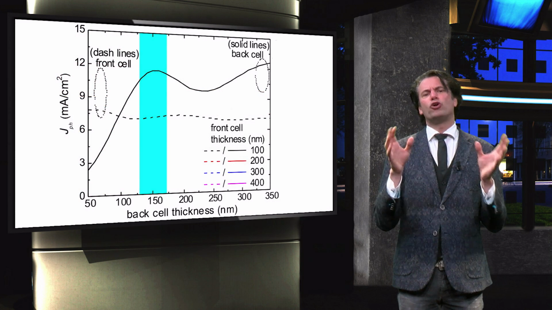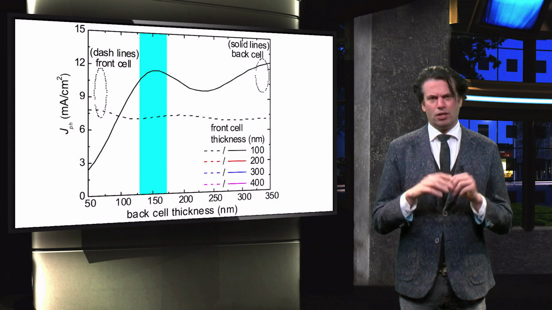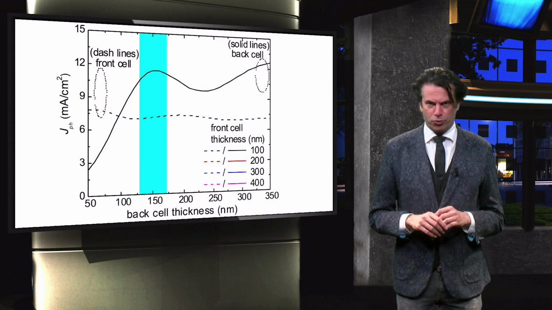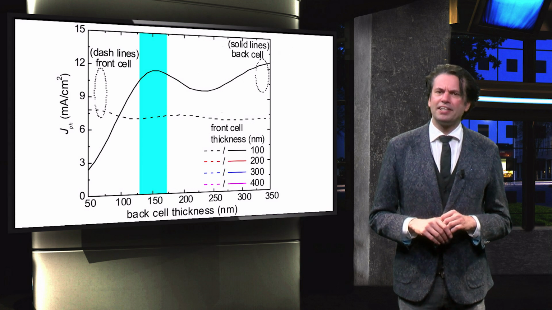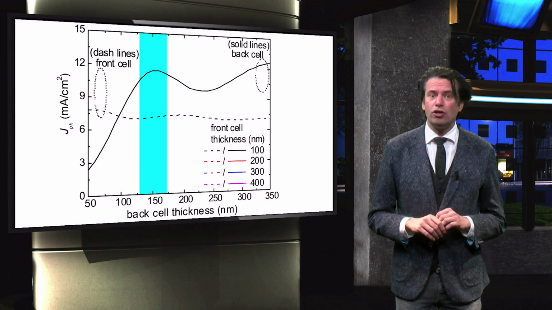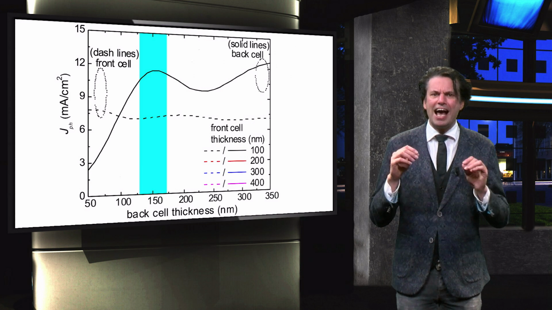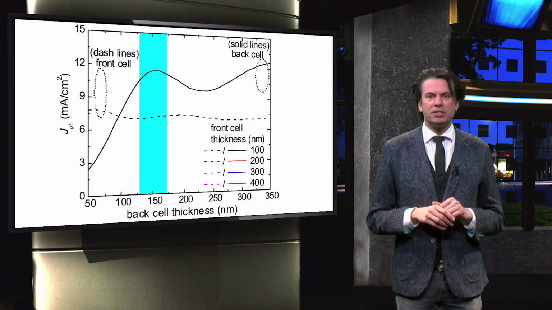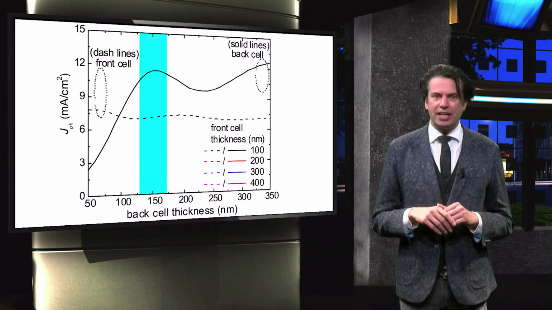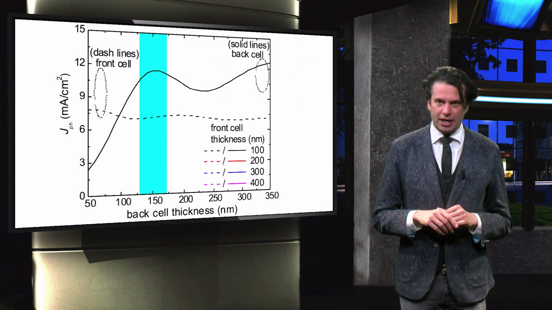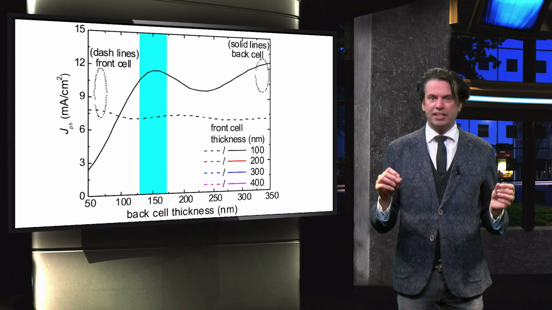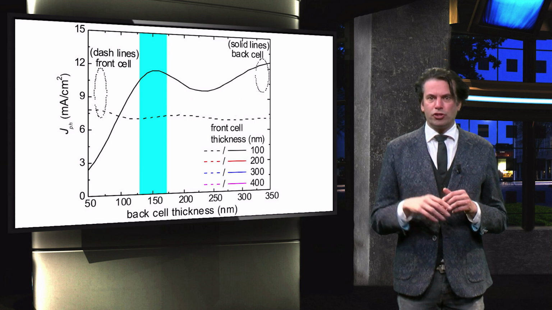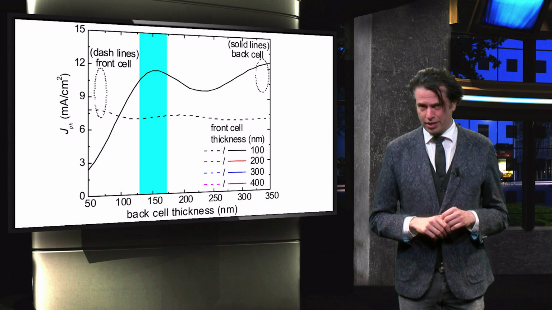What thickness should be chosen for top and bottom cell? Optical simulations need to be performed to optimize the thickness for the top and bottom cell. The solid line and the dashed line correspond to the current density of the bottom cell and the top cell as a function of the thickness of the bottom cell. The bottom cell has a maximum in its current density around the thickness of 150 nanometers in this graph. The current density in the top cell is less sensitive to the thickness of the bottom cell. These results correspond to a top cell thickness of 100 nanometers.